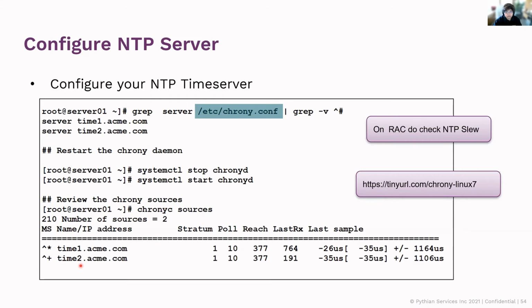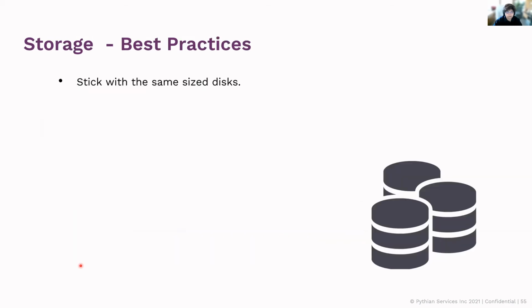Similarly, if you're on a RAC, do check your slew settings. With chrony, you've got those settings in place by default. It does not decrement the time in steps, it uses slew. So be aware of these NTP settings and time drift.